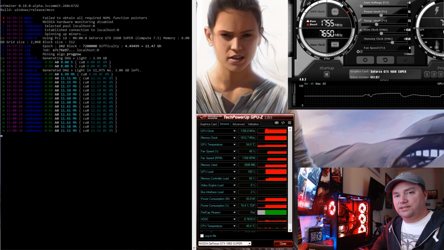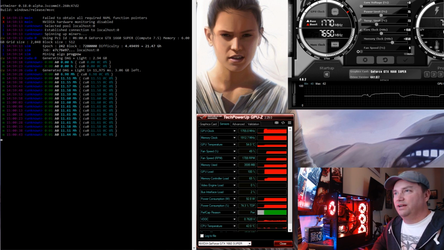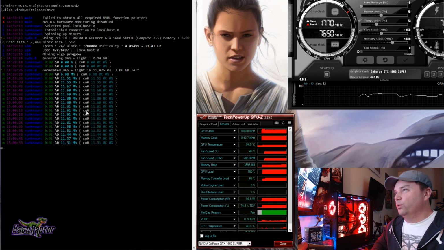All right, so this is probably the best result that we saw so far. And we got the slightly higher hash rate when we didn't have our screen recorder software running. But we were somewhere around that 11.64 prior to this, 11.61 you can see here. I'll show you the screenshot that we had with 11.64.